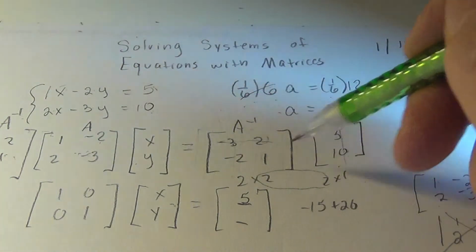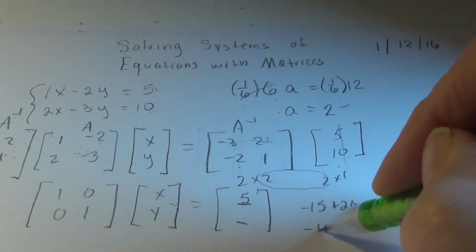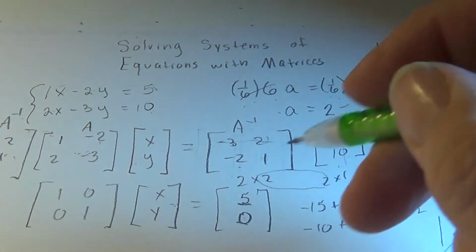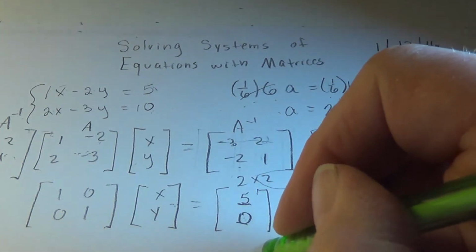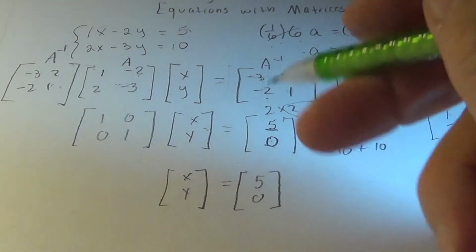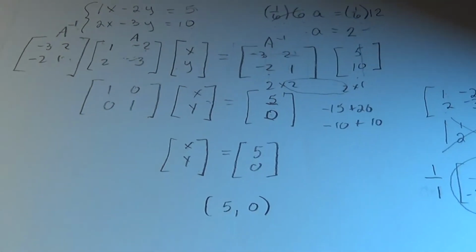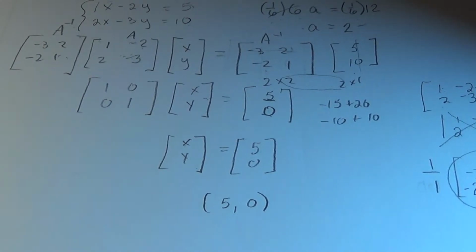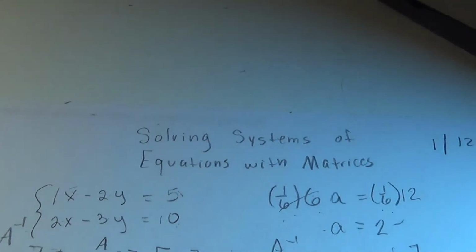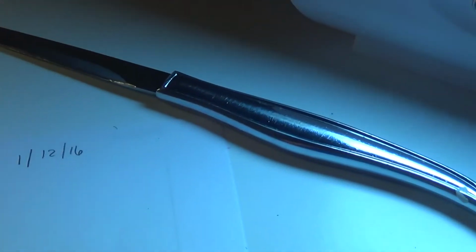And then this one is the second row, first column: -2 times 5 plus 1 times 10 gives us a 0. So that tells me that x is 5 and y is 0. So I can write it like that. Alright, that's how you use matrices to solve a 2 by 2 system of equations. Alright, let's graduate to a 3 by 3.